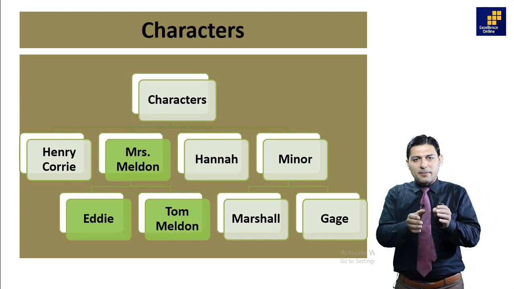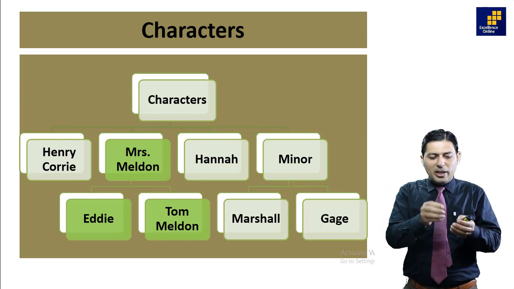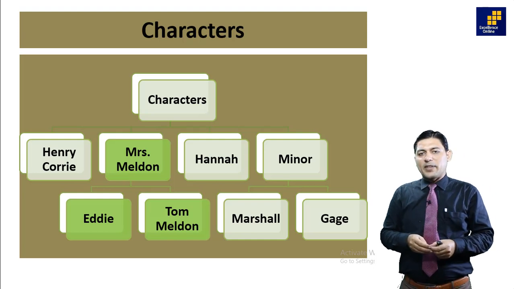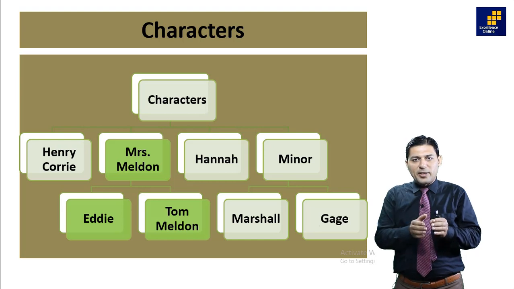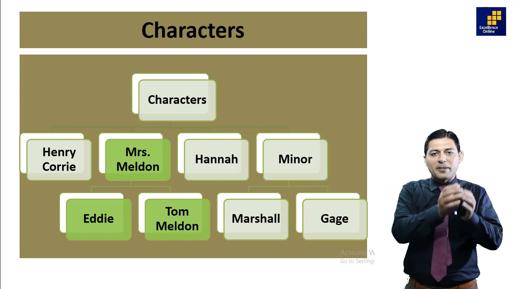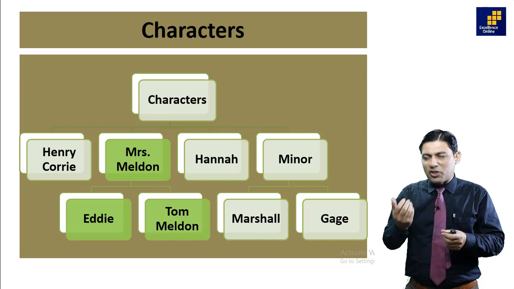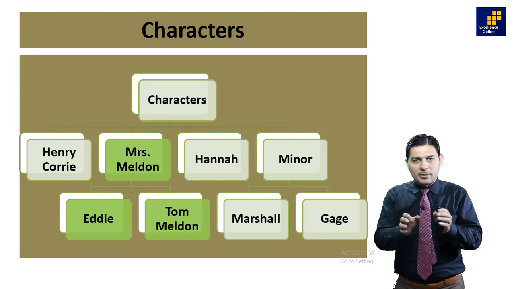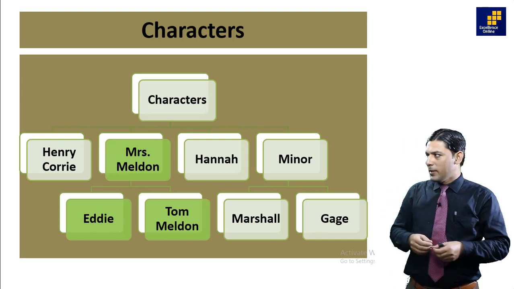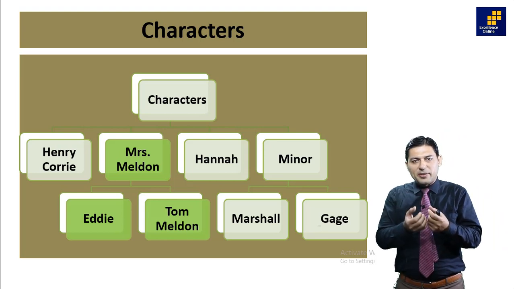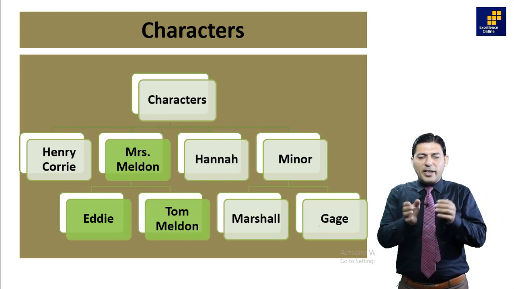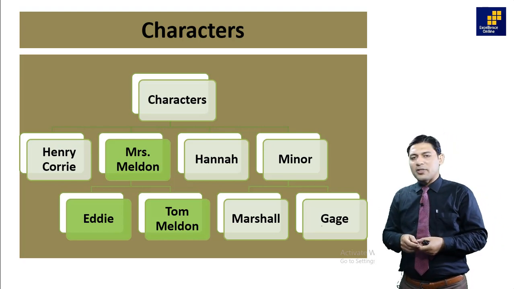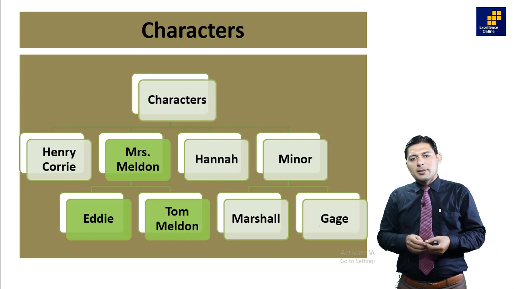Further, we are discussing Mrs. Madden. She has two family members. Including her, there are three family members. One is Mr. Madden, Tom Madden, and second we have Eddie, the son of Mrs. Madden, 19 years old. He was then in the war. The real name of Mrs. Madden is Charlotte. Hannah is a lady servant, quite an aged lady. She serves Professor Henry Corey and nothing else. She has a limited character. Then we have minor characters, Marshall and Gage. Marshall is the driver, Gage is the gardener.